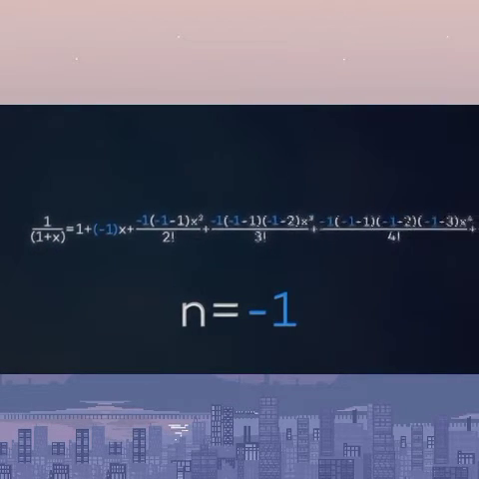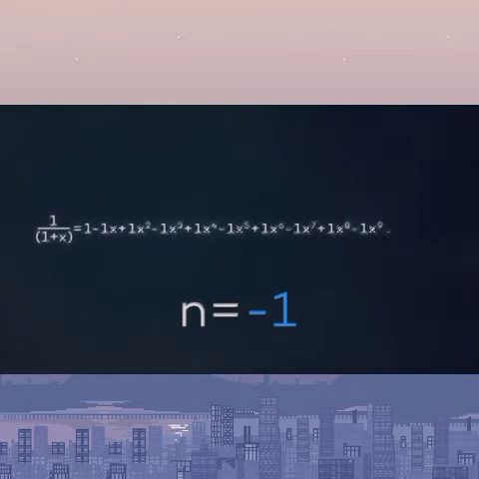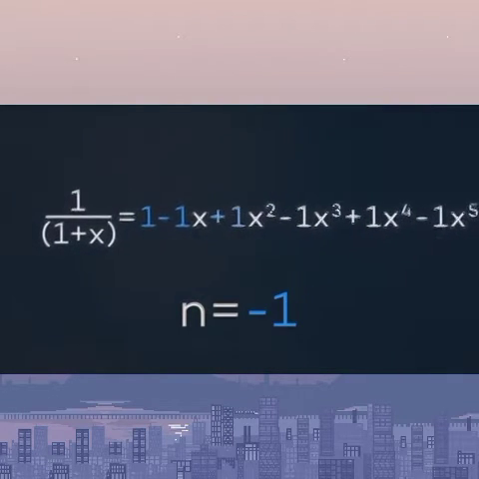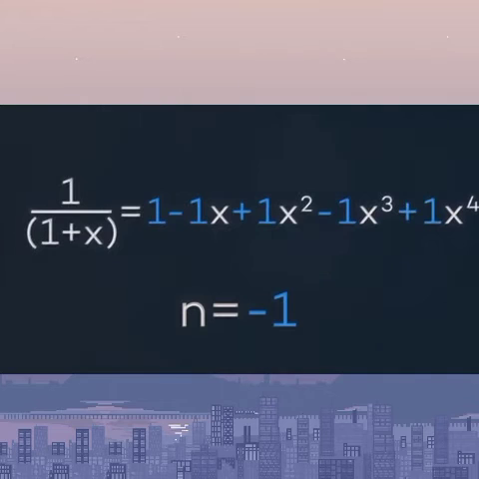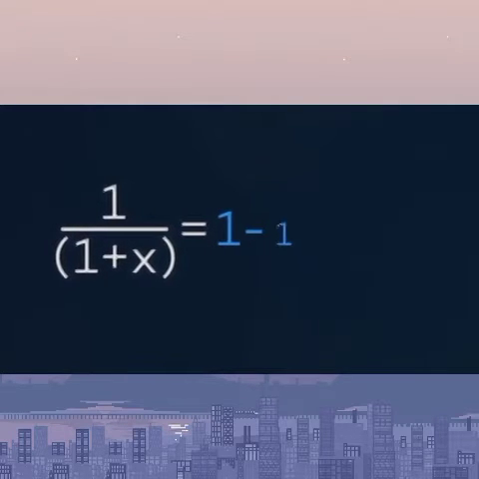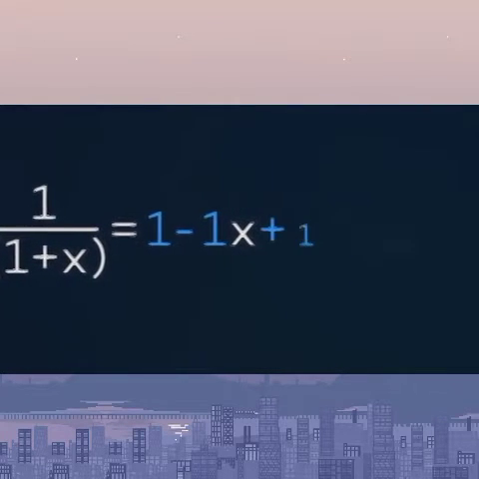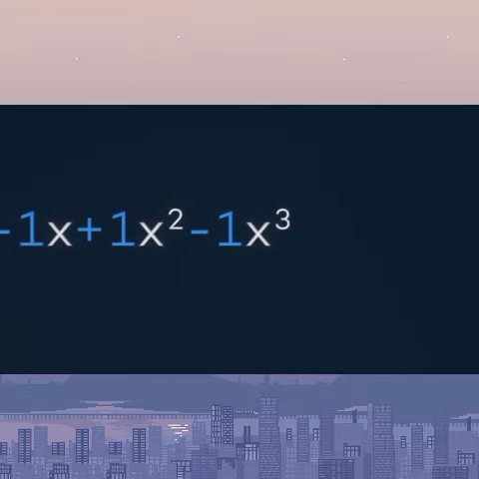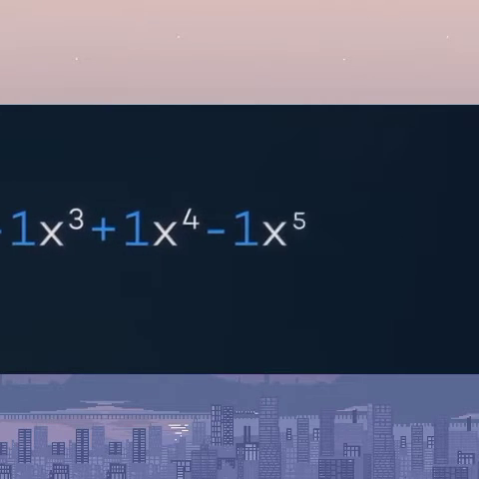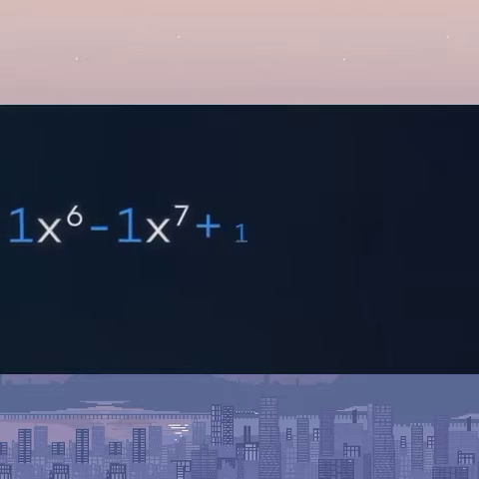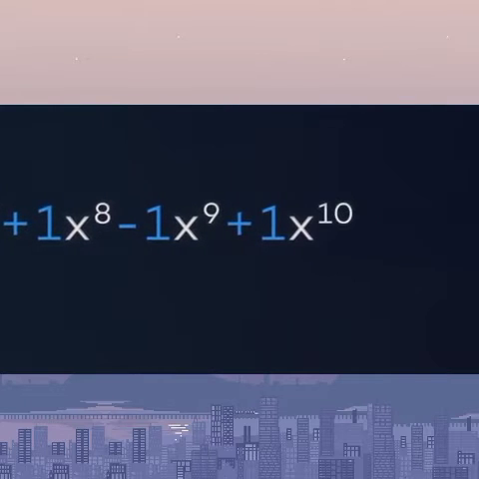And what you get is the terms alternate back and forth. Plus 1, minus 1, plus 1, minus 1, and so on forever. So that's 1 minus x. The next term will be a plus x squared. The next term will be a minus x cubed. Plus x to the fourth, minus x to the fifth. So it's just an alternating series with plus and minus signs as the coefficients. So it becomes an infinite series.